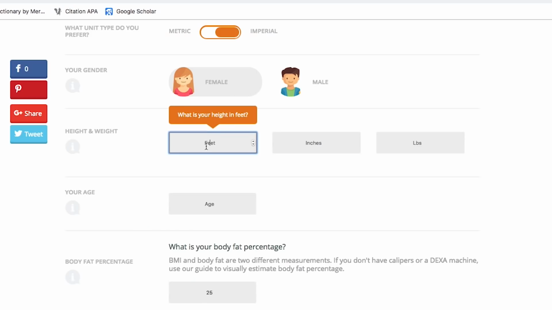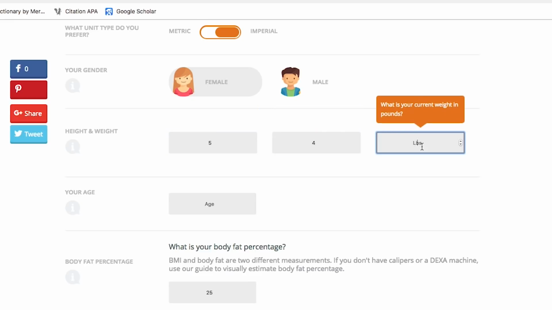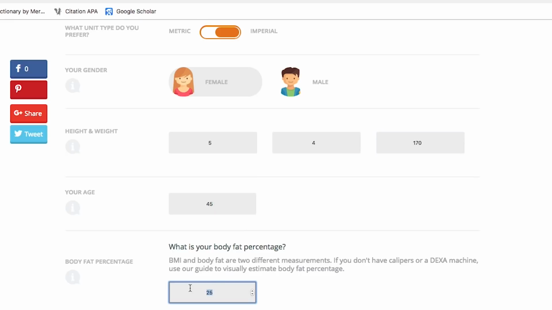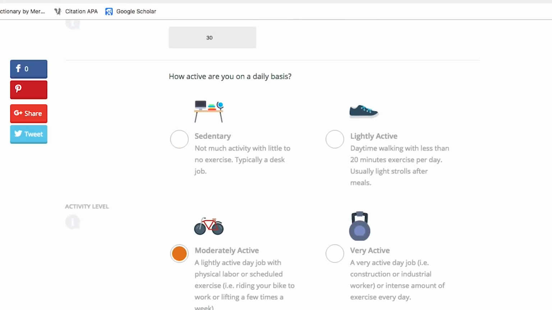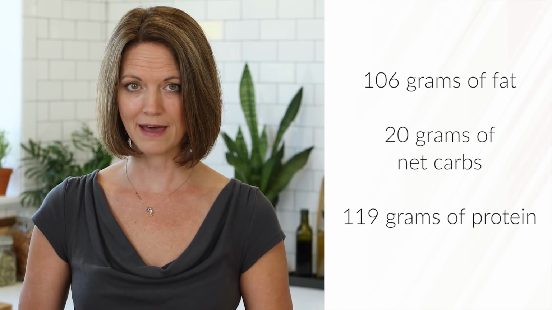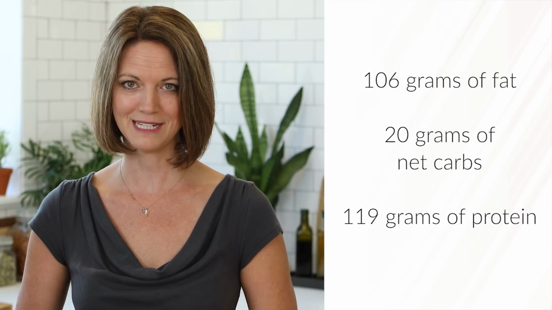For instance, a moderately active 45-year-old female with a height of 5 foot 4 inches, weighing 170 pounds with 30% body fat is advised to eat 1,513 calories each day. Those calories are broken down into the following macros: 106 grams of fat, 20 grams of net carbs, and 119 grams of protein. As you lose weight at about every 10 to 15 pounds, it's important to revisit the keto calculator to make sure your macros are up to date.